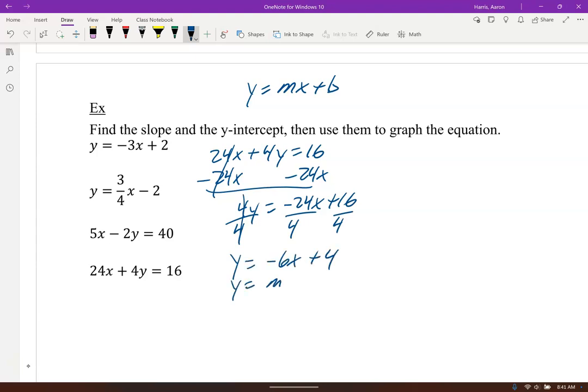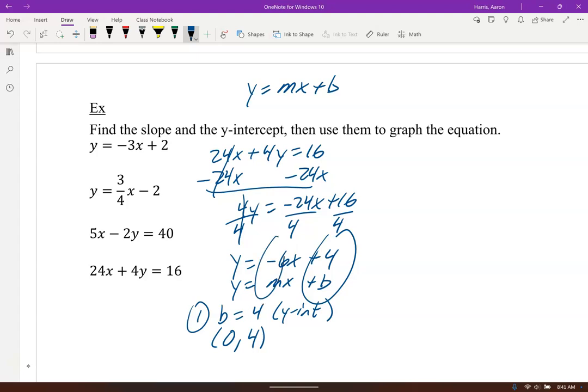And there it is, mx plus b. So it looks like our y-intercept is 4. That's our y-intercept, it crosses the y-axis there. So that's the point 0, 4. And then our slope is negative 6. So number 2, our slope, let's put rise over run, is negative 6 over 1, same thing as negative 6. So negative 6 means it'll go down instead of up. Positive 1, I'll go right.